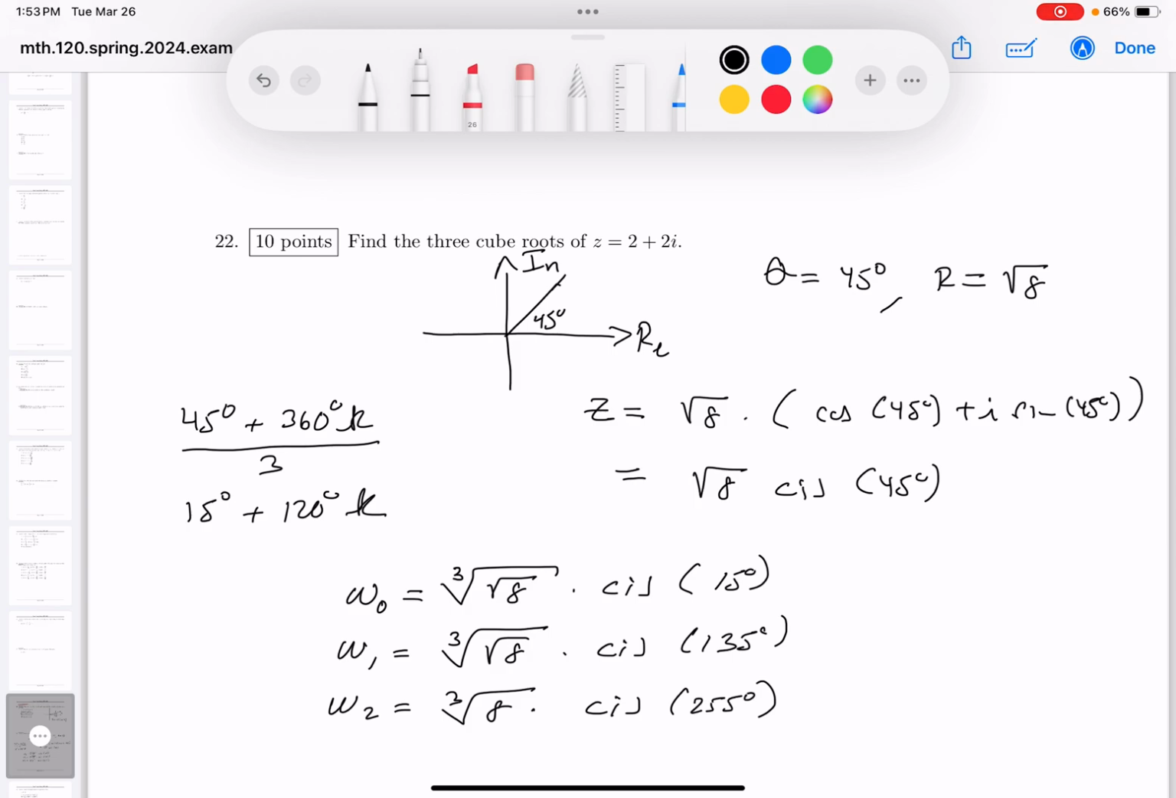Now, if you kept going and added another 120 onto that, you'd be back at 15 degrees. This is a sufficient answer.